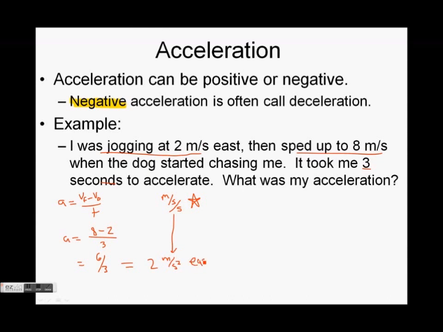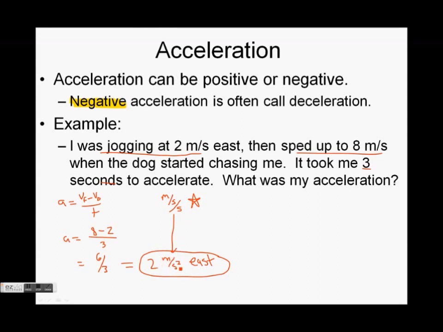Okay, let's finish the problem and then let's talk about this. We have to have a unit, or we have to have a direction, remember, so east, and then we have to check for significant digits. In my problem, the 8 had 1, the 2 had 1, the 3 had 1, my answer has 1, so we're good. Alright, circle it and I'm done.